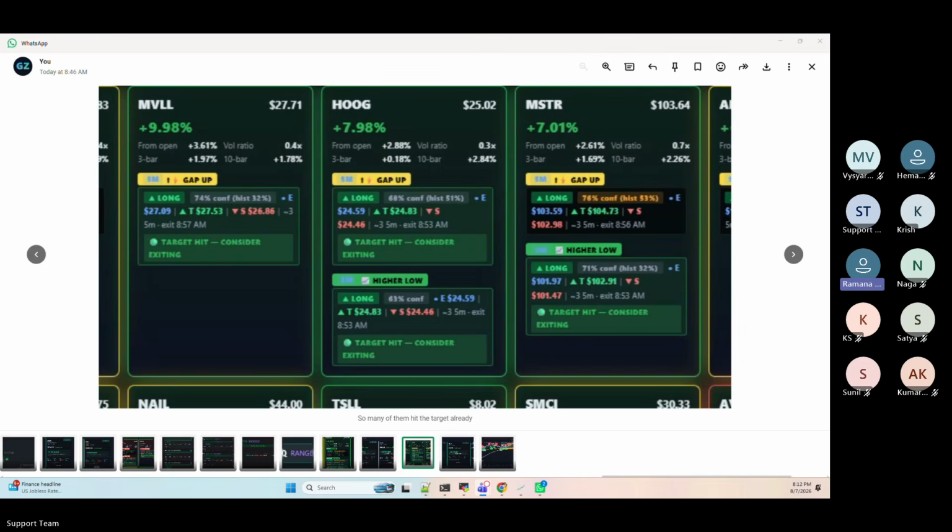Any bank account can be connected? Yeah, it is like a trading platform, like Robinhood. Yeah, but it is Fidelity. Got it.